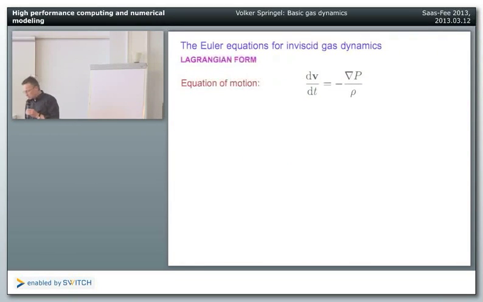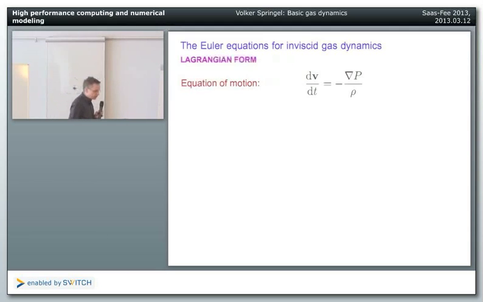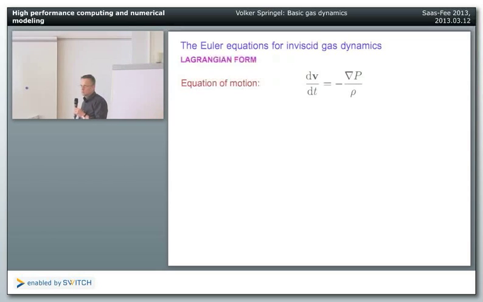Now, let me start with a few slides on the basic equations of hydrodynamics. So the Euler equations for inviscid gas dynamics. Inviscid gas dynamics means that viscosity, internal friction in the gas, is negligible. This is commonly called an ideal gas. It turns out the ideal gas is really a model. This is not something that's realized in nature. Every gas is basically not an ideal gas.